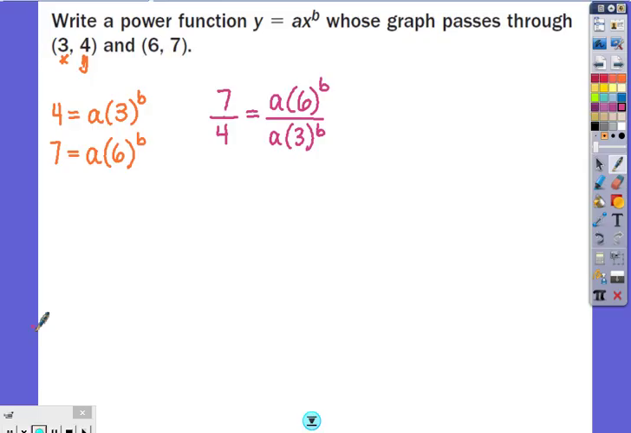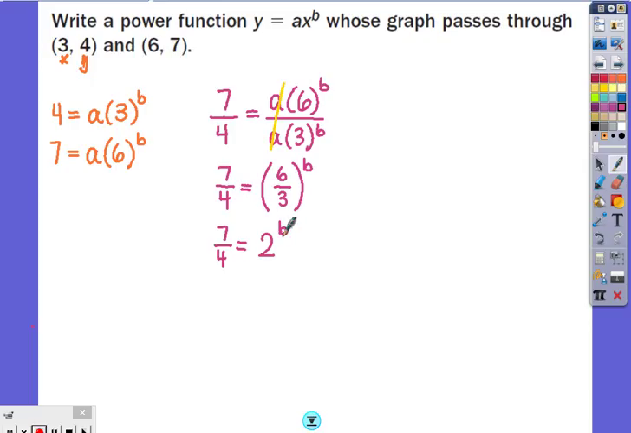Now I know that doesn't look really sweet, but here's the idea. These a's cancel out, and that's sort of the goal, to get it so we have just one variable. So I've got 7/4 equals, since those are both to the b power, we really could write it like this, couldn't we? 6 divided by 3 is 2. Now, since you'll be doing these on the no calculator part of the test, you'll always be able to figure out what b is from here.